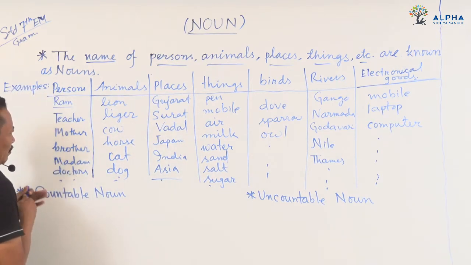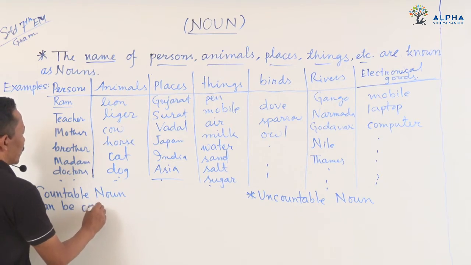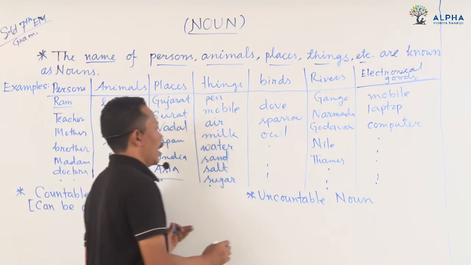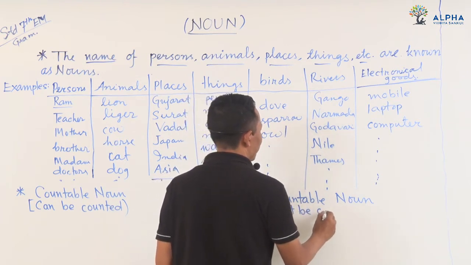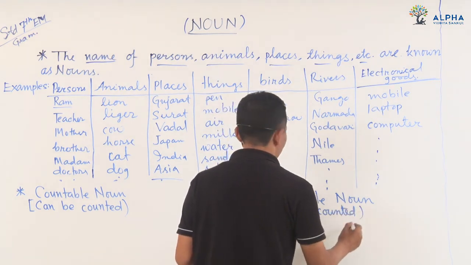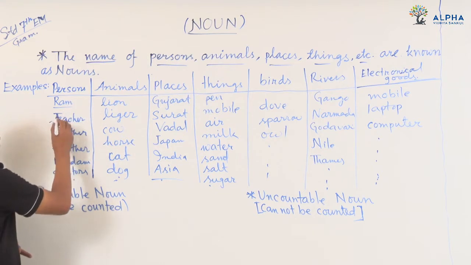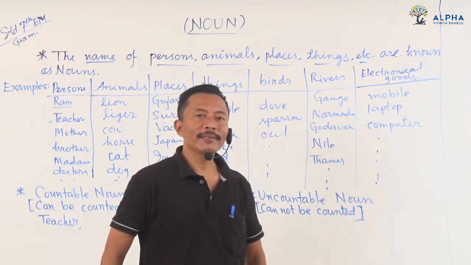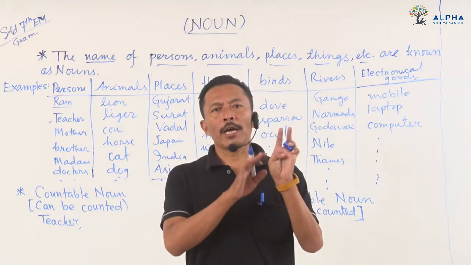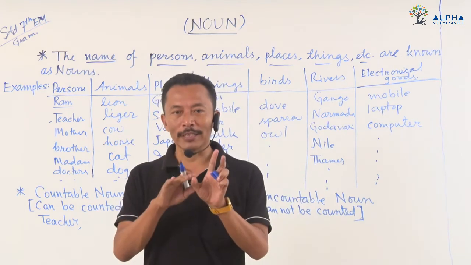Countable noun means can be counted. Uncountable means cannot be counted. Suppose I give you, teacher. Can we count a teacher? Yes. How many teachers are there in your school? You can count. Maths teacher, science teacher, English teacher, principal sir, madam. There are 30 teachers, or 20 teachers, or 40 teachers. You can count. Yes or no? Yes.